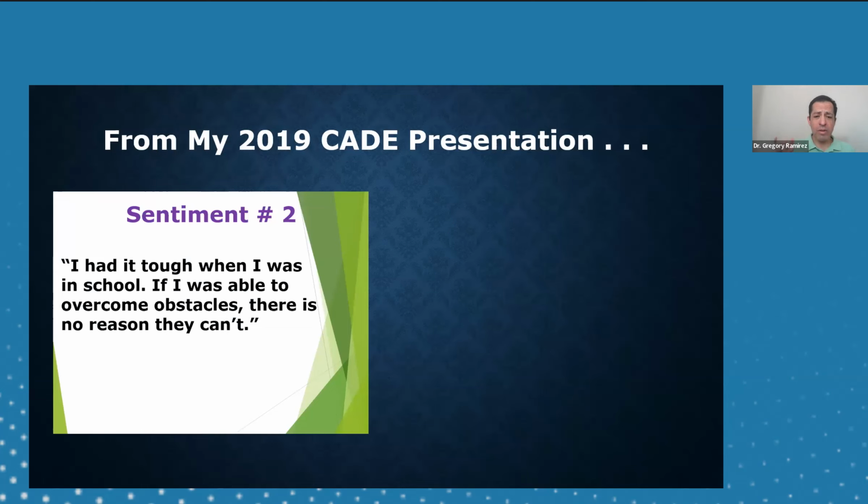So I was throwing out the traditional mindset, or a common mindset we might find, especially I would say among tenured faculty. I know because I was there at one point myself, thinking something very similar to this. I listed several sentiments, as I would call them. This one says right here, I had it tough when I was in school. If I was able to overcome obstacles, there's no reason they can't, they being the students.